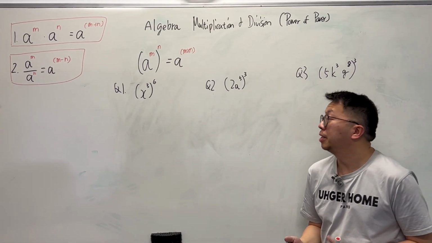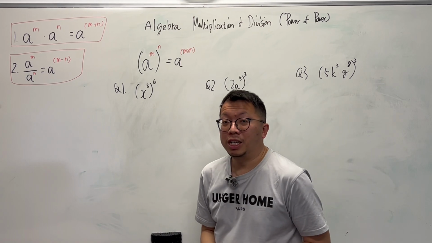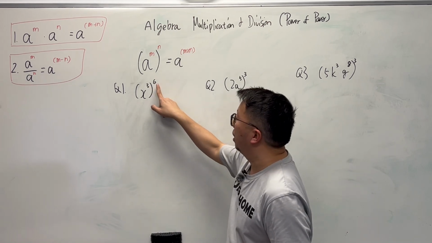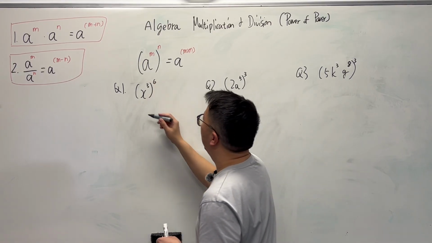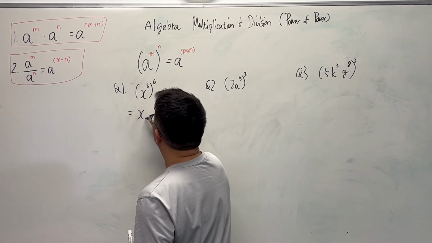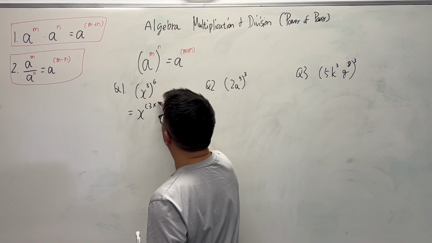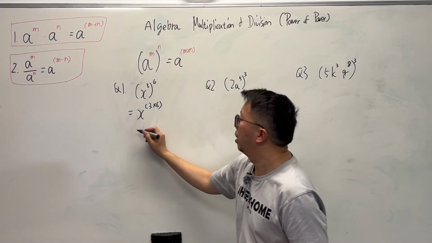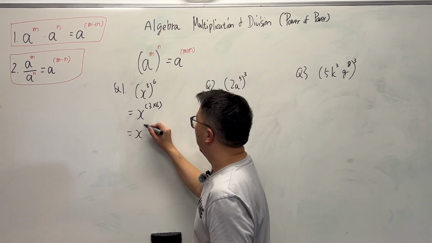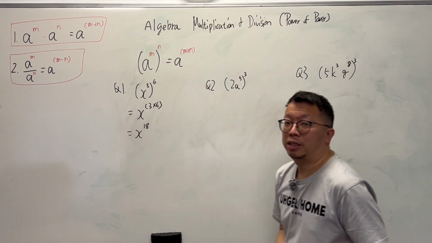Here are some questions. First question here, x power 3 power 6. So power of power. We have x power of 3 times 6. So directly apply this power of power rule. We have x power of 18.